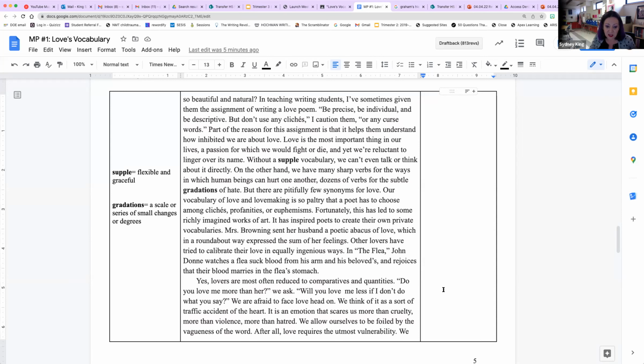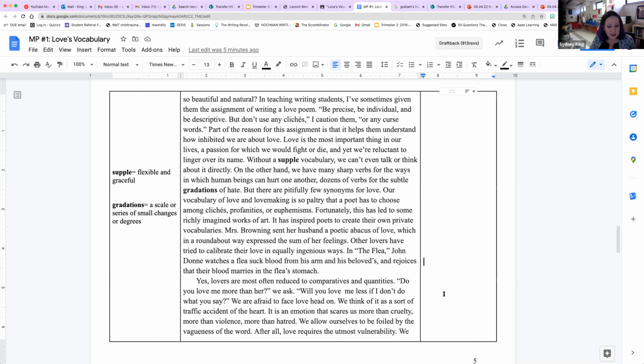Other lovers have tried to calibrate their love in equally ingenious ways. In The Flea, John Donne watches a flea suck blood from his arm and his beloved's and rejoices that their blood marries in the flea's stomach. Yes, lovers are most often reduced to comparatives and quantities. Do you love me more than her, we ask? Will you love me less if I don't do what you say?